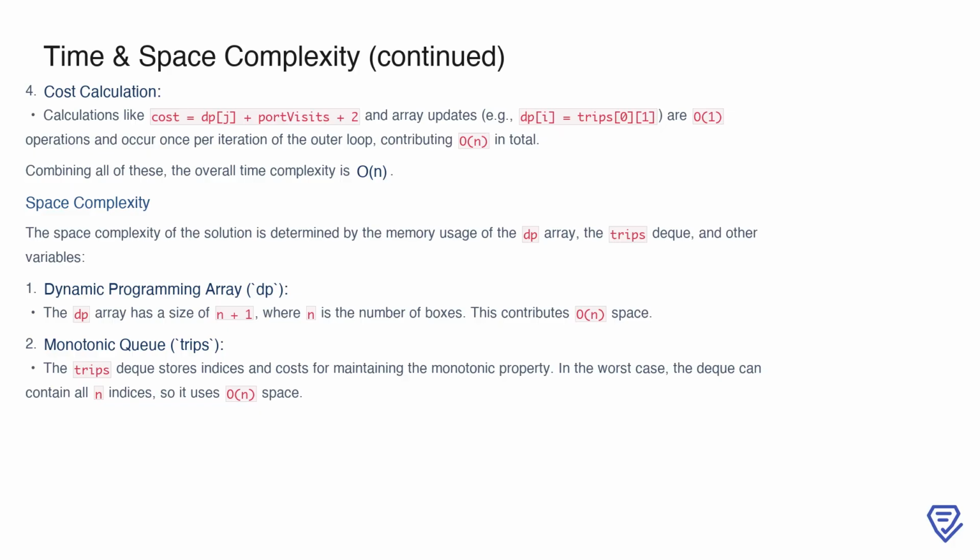The dp array, used for dynamic programming, has a size of n plus 1, where n is the number of boxes. This contributes O(n) space. The monotonic queue, trips, stores indices and costs to maintain the monotonic property. In the worst case, it can hold all n indices, so it also requires O(n) space. These two components are the primary contributors to the overall space complexity.